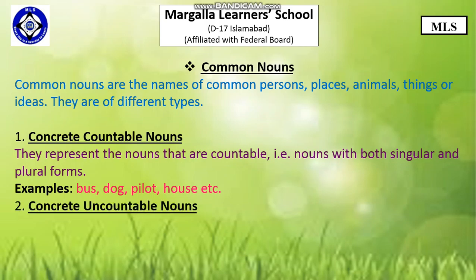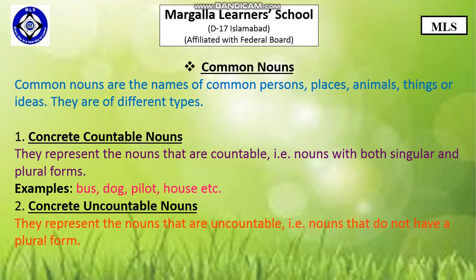Now, let's come to the second type of common noun, which is concrete uncountable nouns. They represent the nouns that are uncountable, that is, nouns that do not have any plural form. For example, water, rice, and sugar. We can touch them, but we cannot count them.